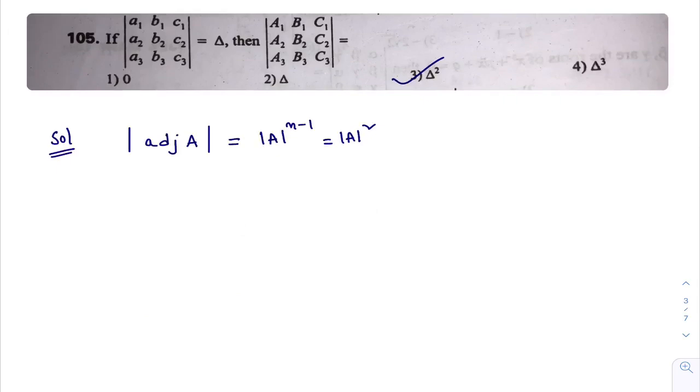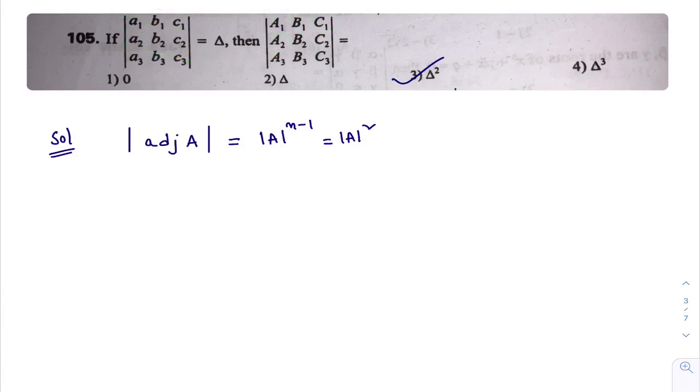Next problem. You see, some information is actually missing in the question. If this is delta, see here A1, B1, C1, A2, B2, C2, A3, B3, C3 is delta. They have given capital A1, capital B1, capital C1, capital A2, capital B2, capital C2, capital A3, capital B3, capital C3. What is this capital A1? Actually, their intention is they are trying to say that this is the cofactor of this element. And this is the cofactor of this element. And capital C1 is the cofactor of this element. Capital A2 is the cofactor of this element. I hope you are understanding.